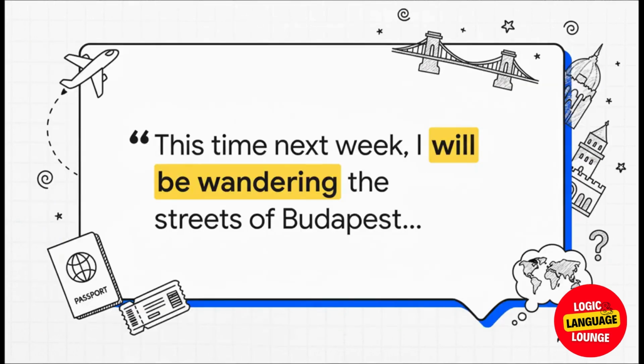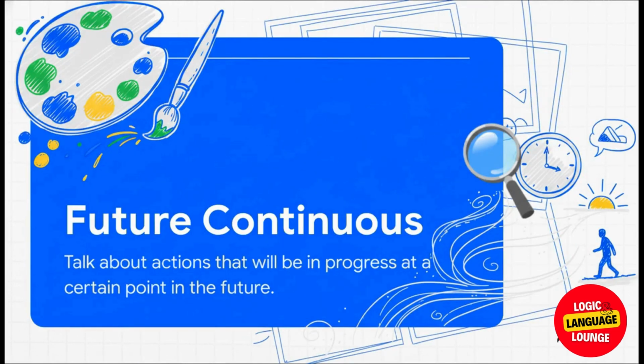So, the decision is made, the plane ticket is booked, and now our character is dreaming about the future, imagining the trip. "This time next week, I will be wandering the streets of Budapest." This is the future continuous. And honestly, it's all about painting a picture. You're not just saying what you will do, you're describing an action that will be happening, that will be in progress at a very specific moment in the future. It just makes the story so much more vivid, doesn't it?